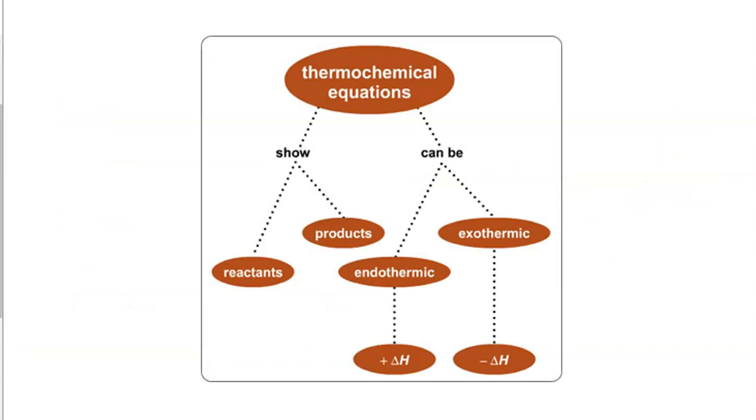So in conclusion, thermochemical equations show obviously the reactants and the products in the equation, what you start with, what you end with. They can be endothermic, which means you're going to have a positive number at the end of the equation. The delta H will be written positive, or exothermic, meaning there's a release of heat or a loss of heat from the system, and so delta H will be negative.